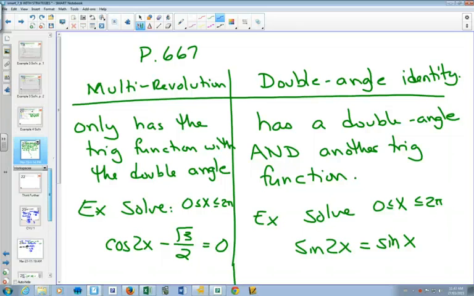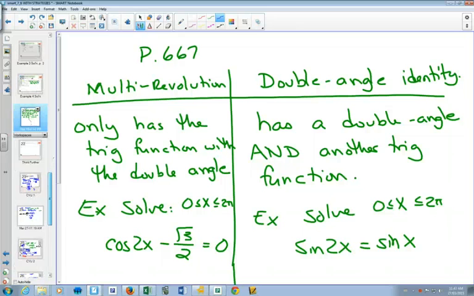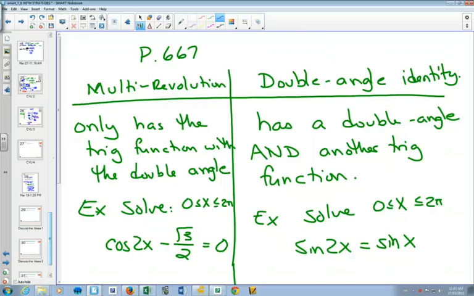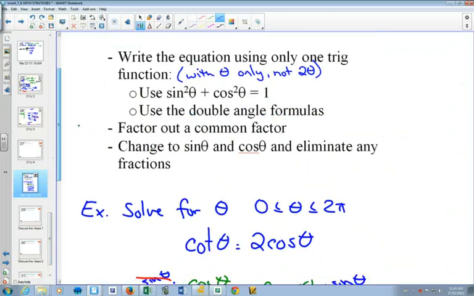Oops. Where was that? Go down to that example that I just did. There you go.